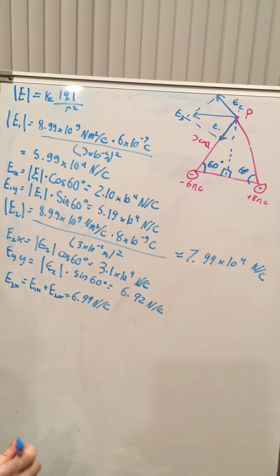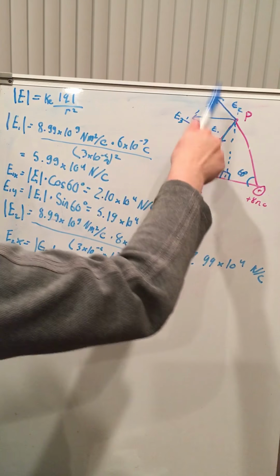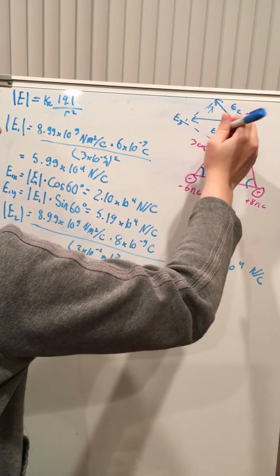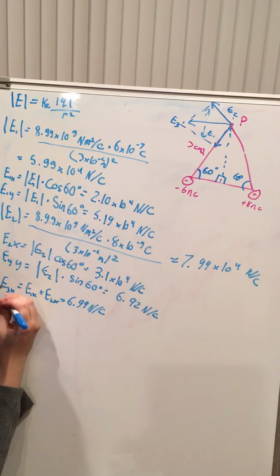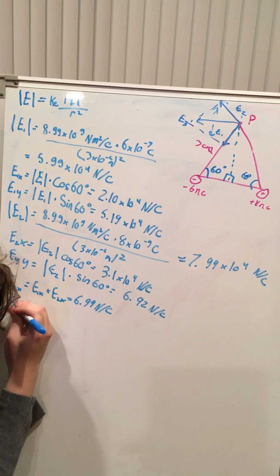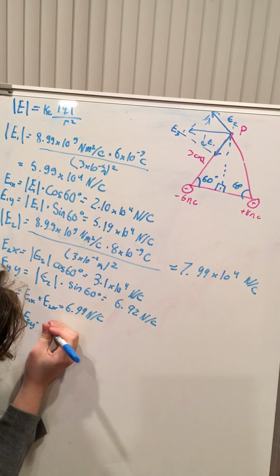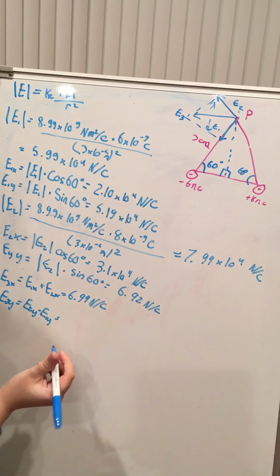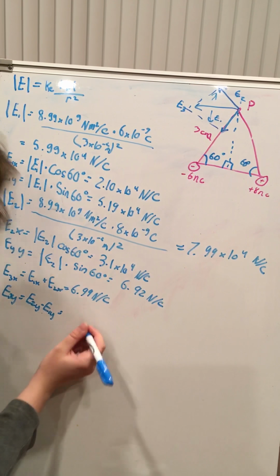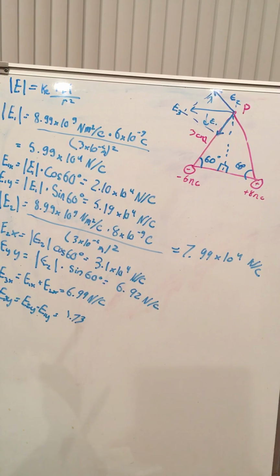However, if you look at the y components, they're going in opposite directions. E2's y component is going up, whereas E1's is going down. So therefore, we're going to subtract E1's from E2's to get E3's. So E3y equals E2y minus E1y, that equals 1.73. Now we've got the components, but we need the magnitude.